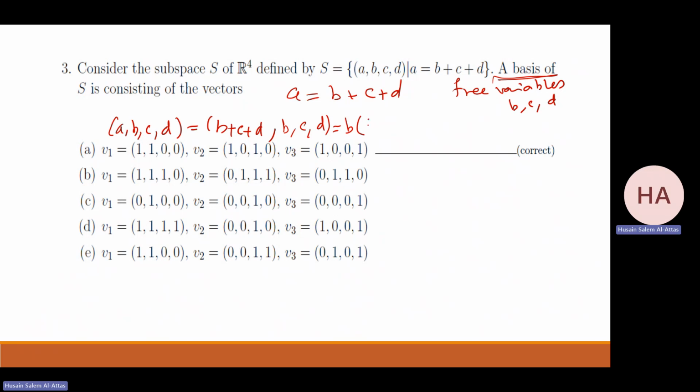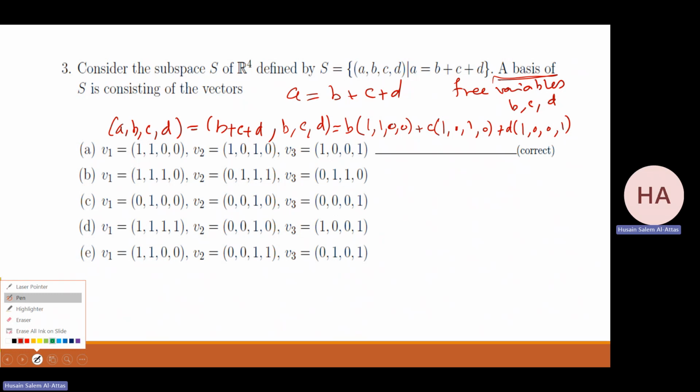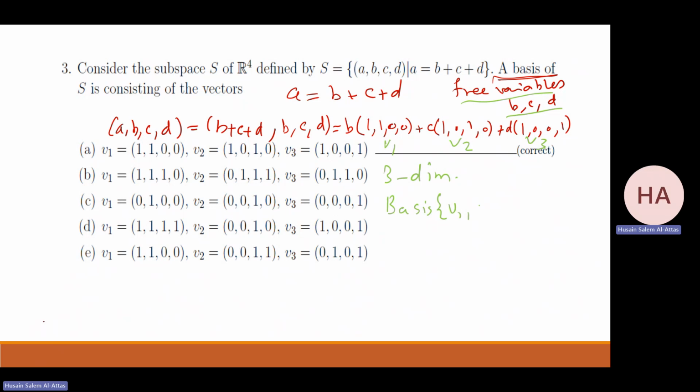Okay, so if I take B, I have 1, 1, 0, 0. If I take C, I have 1, 0, 1, 0. If I take D, I have 1, 0, 0, 1. So those are my V1, V2, V3. So I have three-dimensional, which is the free variables, and the basis is V1, V2, V3, which is 1, 1, 0, 0, 1, 0, 1, 0, 1, 0, 0, 1, which is this answer.